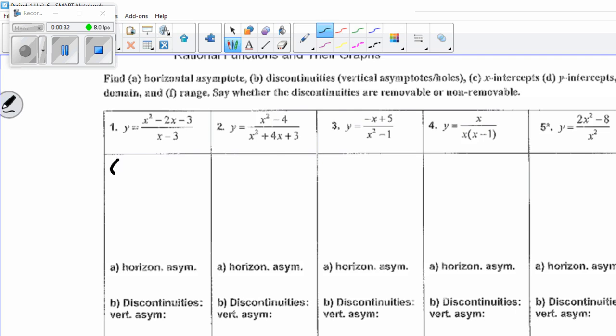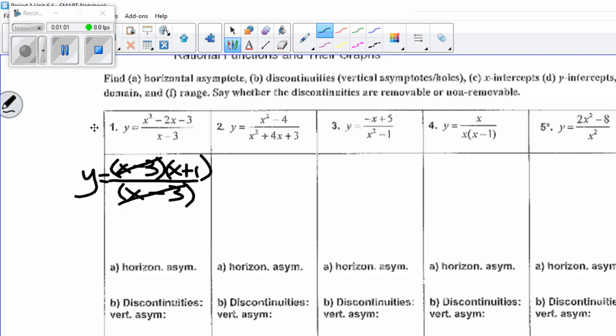I've got x minus 3 times x plus 1, all over x minus 3. It's hard to see on my screen here, but that's what I've got, and that's y equals that. Notice that the x minus 3's are going to cross out. That would be my hole.